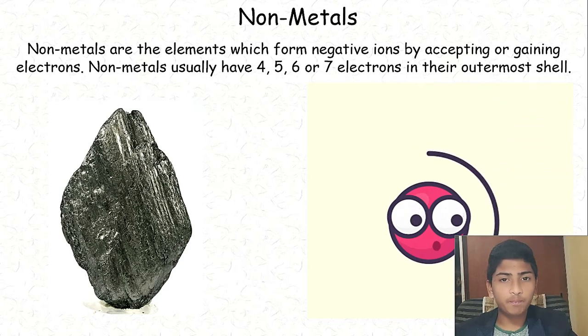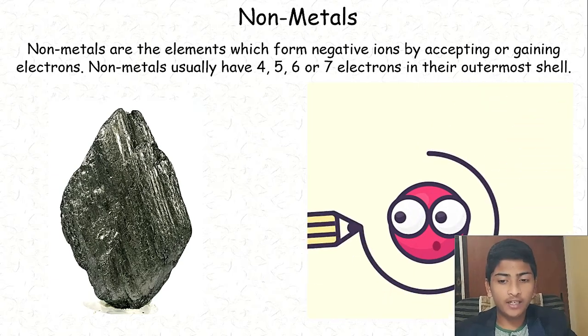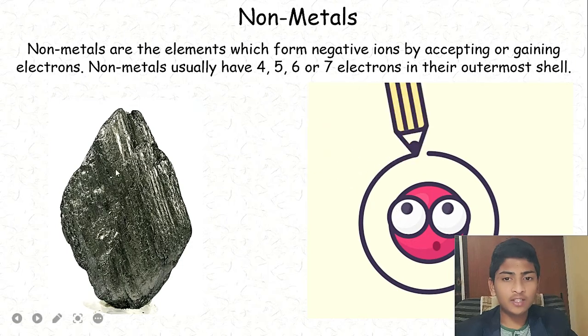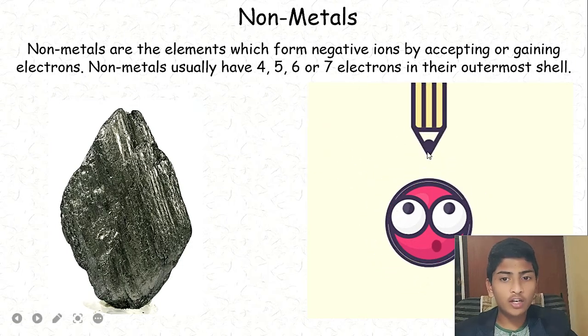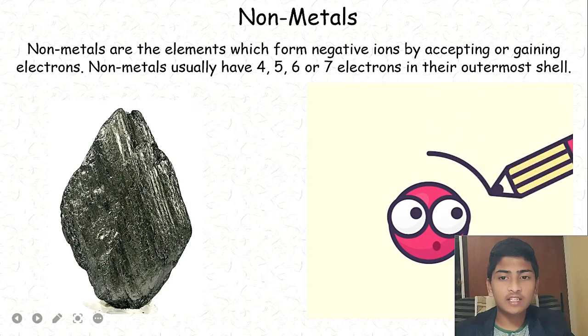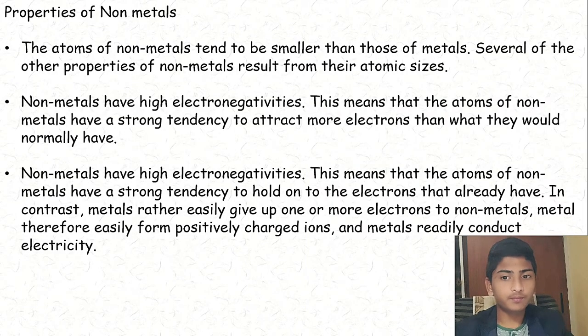These are non-metals. Here are two examples of non-metal. The first one is coal, and this pencil has graphite lead. That tells us they are non-metals. Properties of non-metals: atoms of non-metals tend to be smaller than those of metals. Several other properties of non-metals result from their atomic sizes.